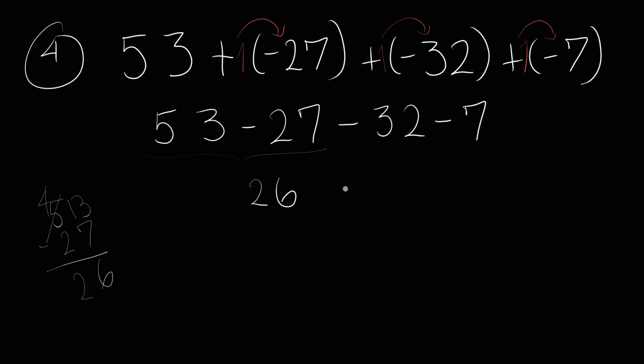You could also combine these two as well. -32 and -7. What could that be? That will be -39. And you have to combine these two terms. So 26 minus 39 is going to give you -13.